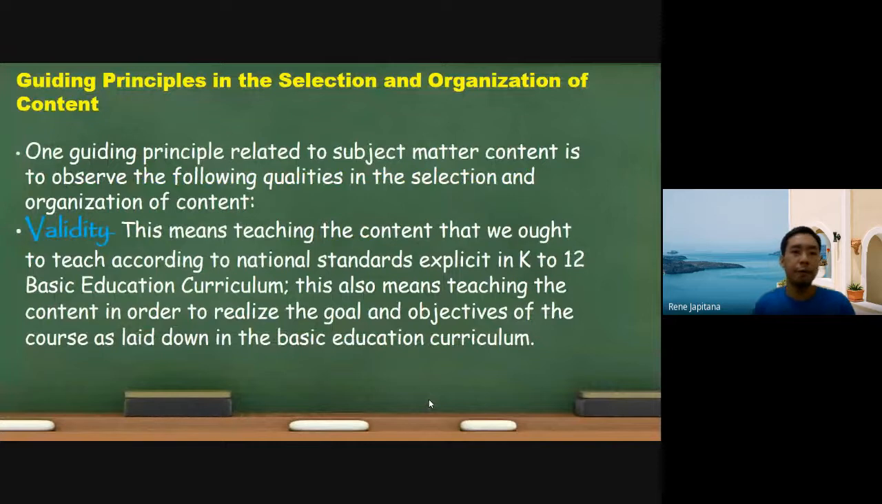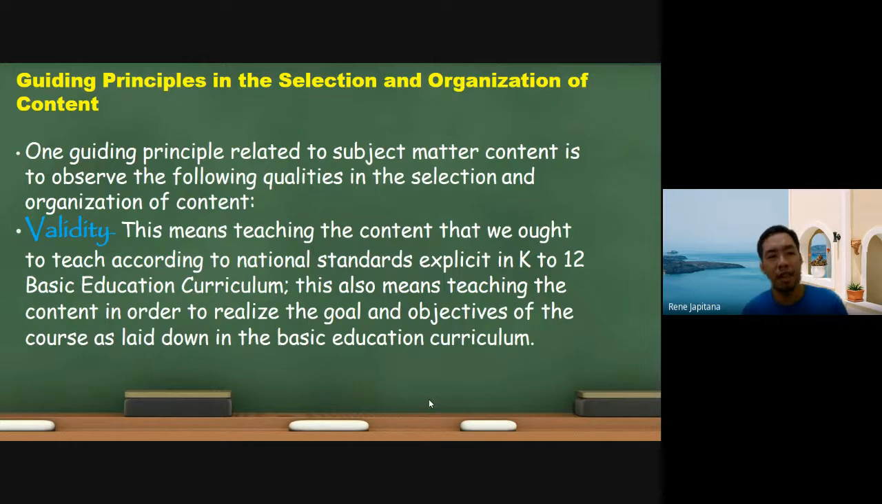So here are the different guiding principles in the selection and organization of content. The guiding principle related to subject matter content is to observe the following qualities in the selection and organization of content. Therefore, when we choose the subject matter that we are going to teach to our learners, there are qualities, there are criteria. So, the number one criterion that we should consider as a teacher when we choose, select, or organize a certain content or subject matter in our learning area is validity.